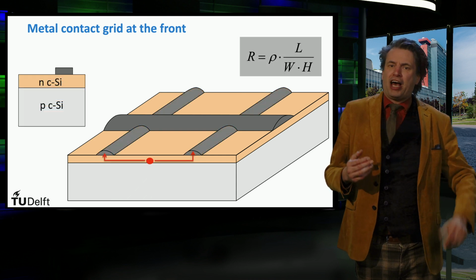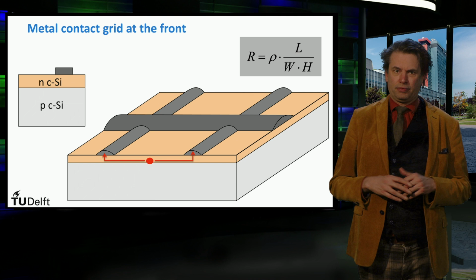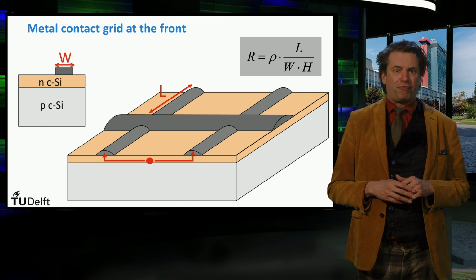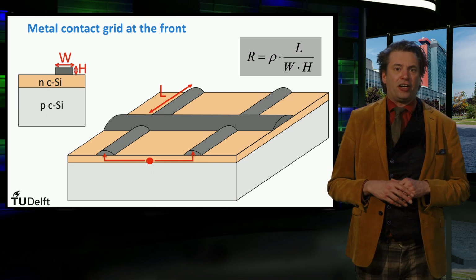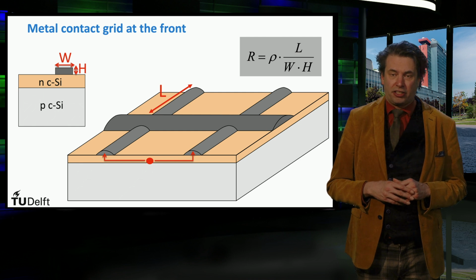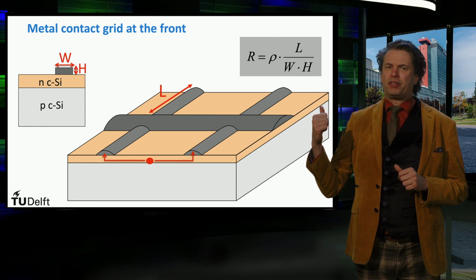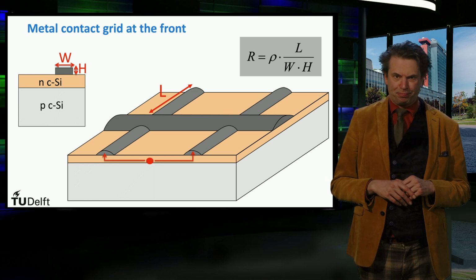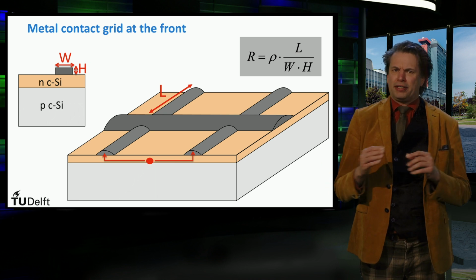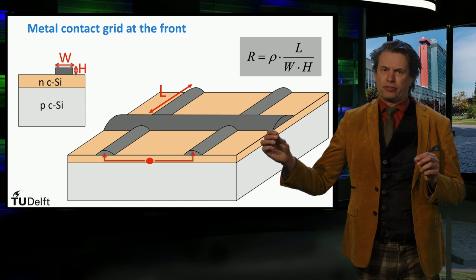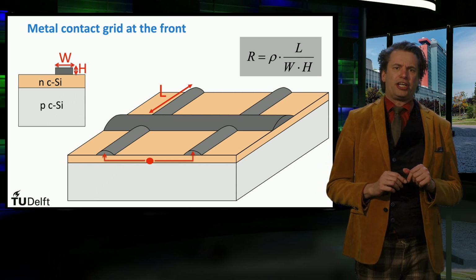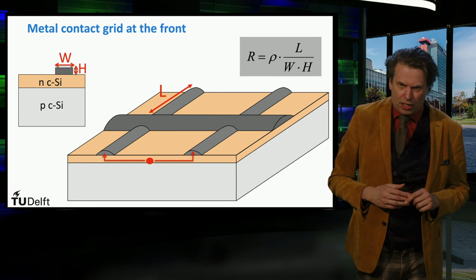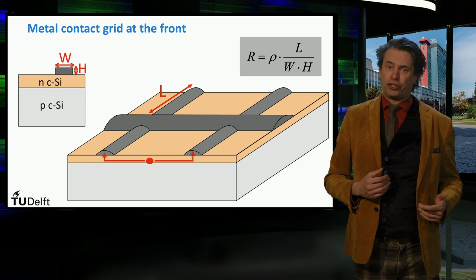First, the fingers have a resistance R. If L is the length of the finger, W is the width of the finger, H is the height of the finger, and rho is the electrical resistivity of the metal, we can describe the resistance R as rho times the length divided by the height and the width. The equation shows that the longer the path length for an electron, the larger the resistance the electron experiences. In addition, the smaller the cross-section, width times height of the finger, the larger the resistance will be.